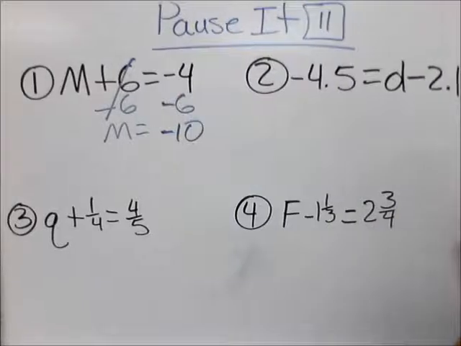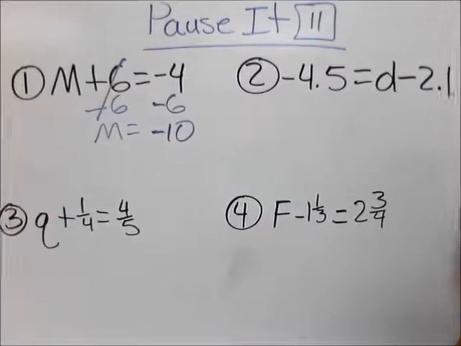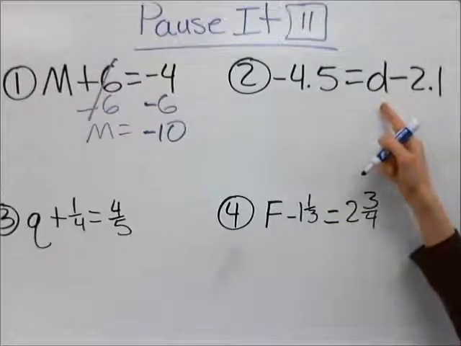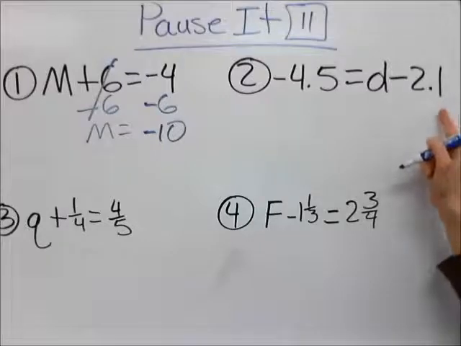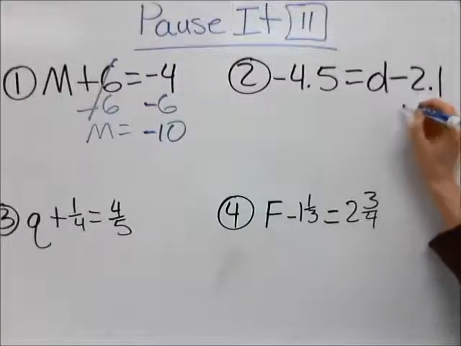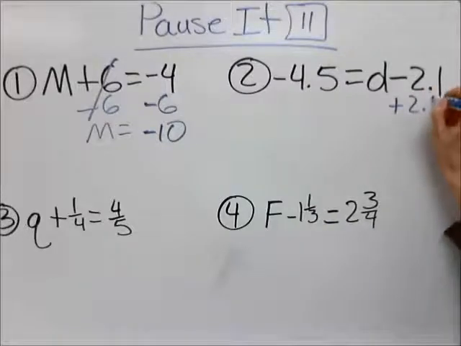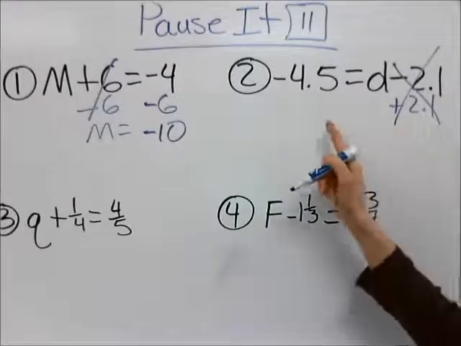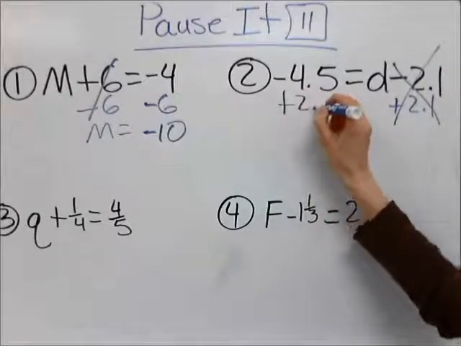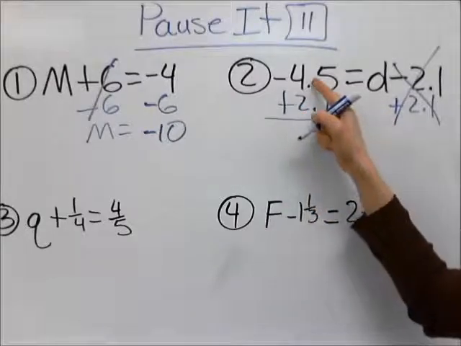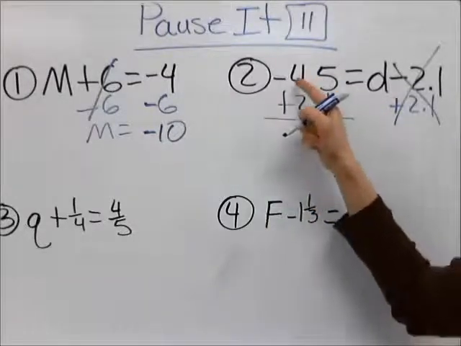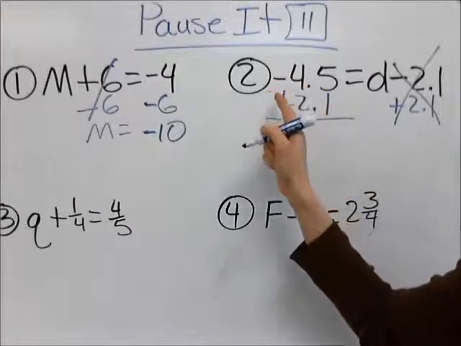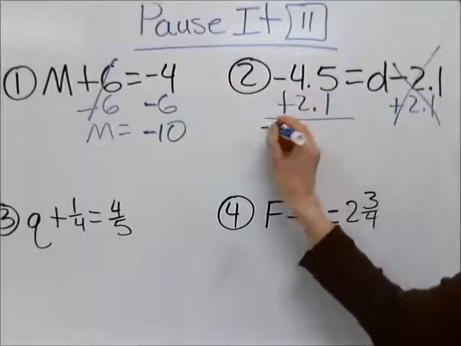All right, the next one, we have -4 5/10 equals d minus 2 1/10. So I got to get the variable alone. So I want to get rid of the -2 1/10. Use inverse operations. Since I'm adding 2 1/10 to this side, that cancels out. It becomes 0. And then I'm going to add 2 1/10 to this side. I'm adding a negative and a positive. The signs are different, so I'm looking for the difference between the numbers, and my answer is going to take the sign of the greater absolute value, which is negative.